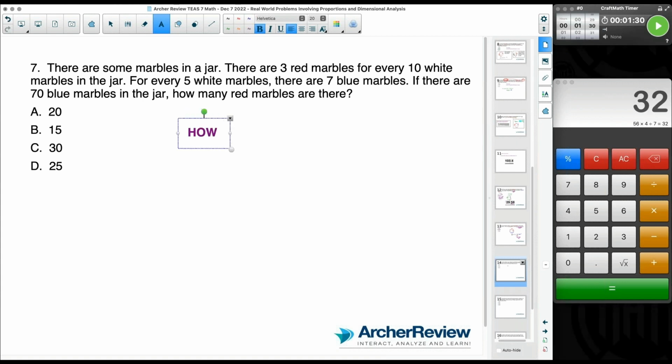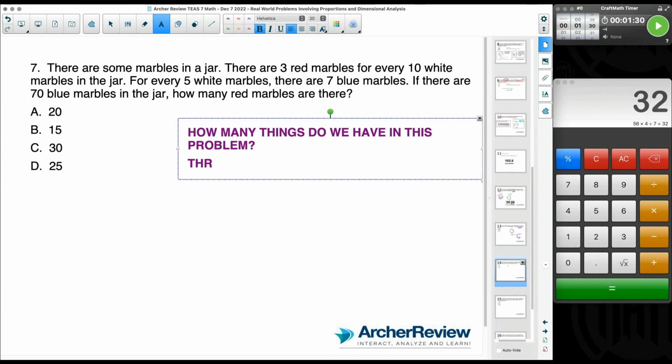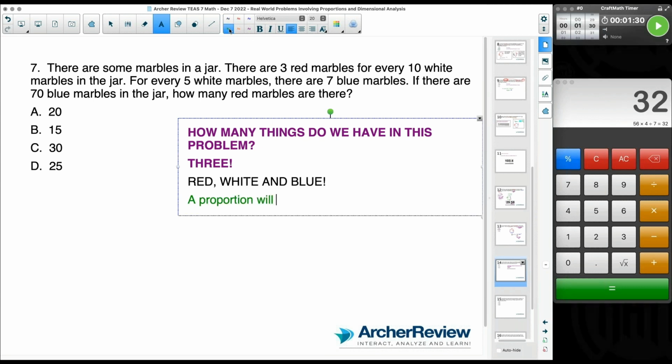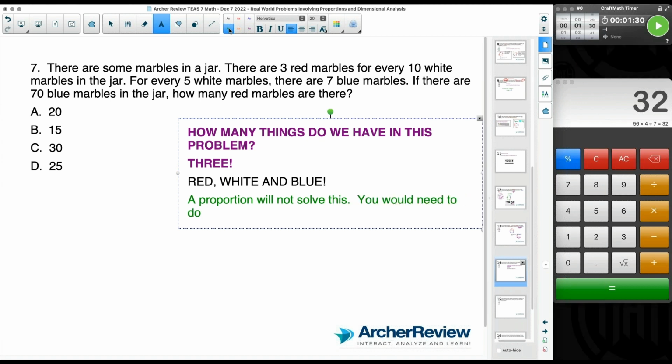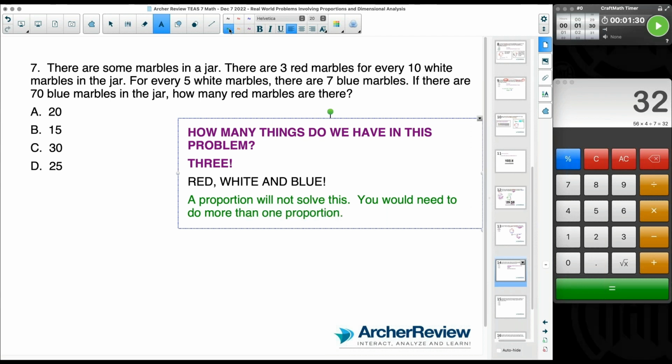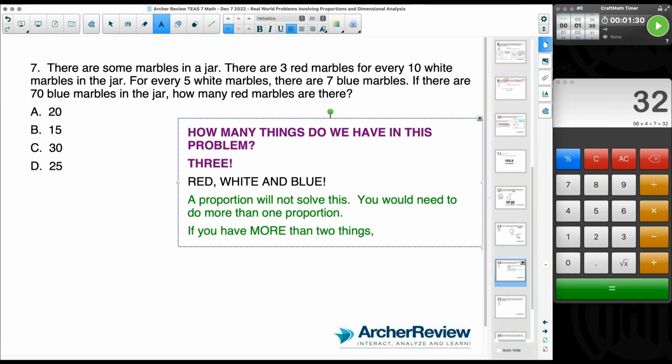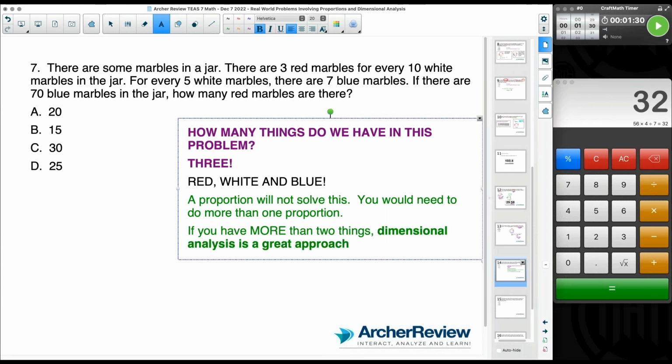So I'm going to put it in caps. How many things do we have in this problem? We got three things. We don't have just red and blue. We have three colors, three types. So we got red, white, and blue. I'm going to go ahead and tell you, a proportion will not solve this. You would need to do more than one proportion, and that's okay if you want to do that. But what I prefer, if you have more than two things, is dimensional analysis. It's a great approach.